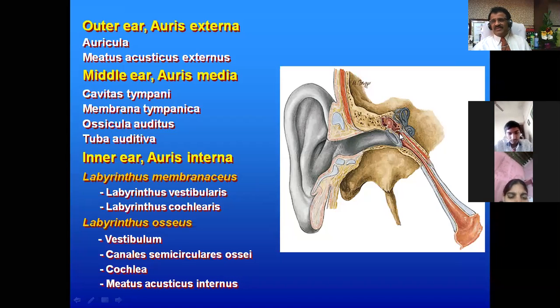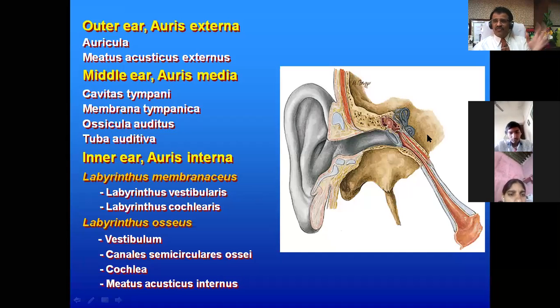So in the middle ear, air goes from the nose, and in the external ear, air goes from the external auditory meatus. So there is air present in the external ear and there is air present in the middle ear, but there is no air present in the internal ear. So remember this. Now inner ear is also called internal ear.